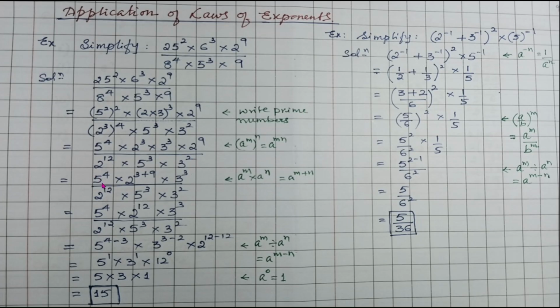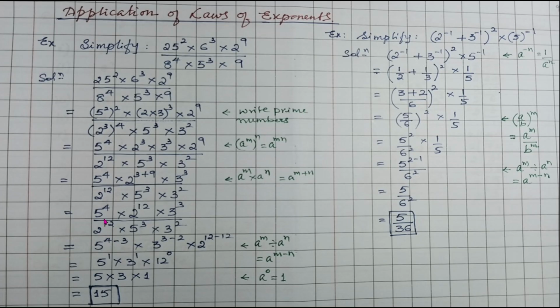Now we have 5 raised to 4, 2 raised to 3, 3. So now please add 5 raised to 4. 2 and 2 is same here, bases are same, so add 3 plus 9 by applying the law again here, that is 2 raised to 3 plus 9, 3 raised to 3, then again 5 raised to 4, 3 plus 9 becomes 12, and simplify it.